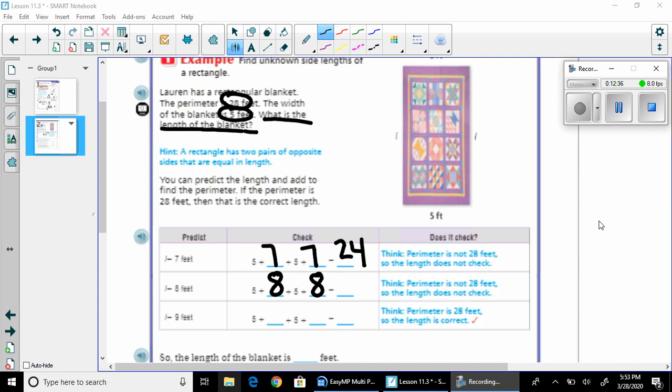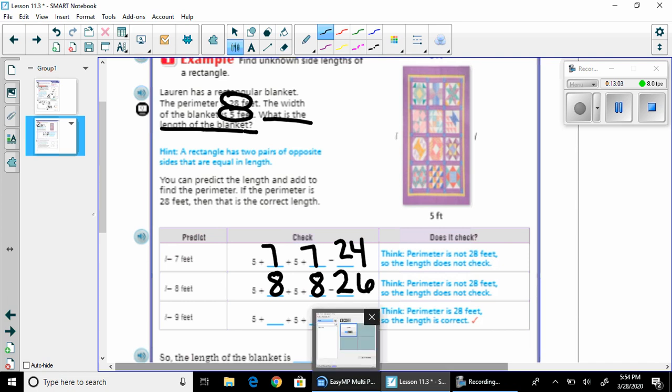Okay, so when I was adding, I was noticing doubles. So 5 and 5 is 10, and then if I add up 8 and 8, my other doubles, I have 16. So 10 plus 16 would be 26. So my perimeter, or my distance all the way around, would be 26. Okay? So again, up above, they told us that our perimeter, or distance all the way around, should be 28. So again, that one is not correct.